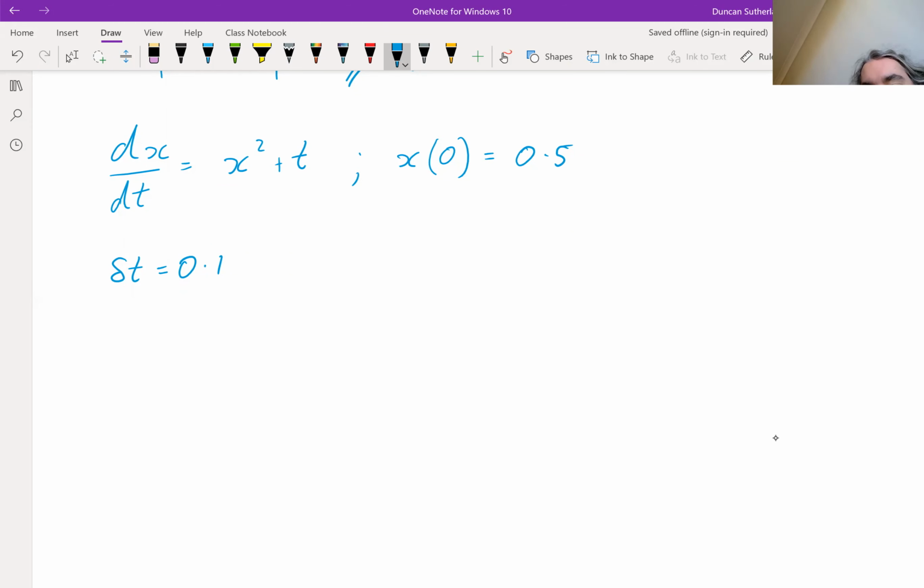All right, so here's an Euler's method example for this ODE. dx/dt equals x squared plus t, and we've been given this initial condition. I'm going to use step size 0.1. So the first thing to do is translate our Euler method formula into the current coordinates and write down the derivative.